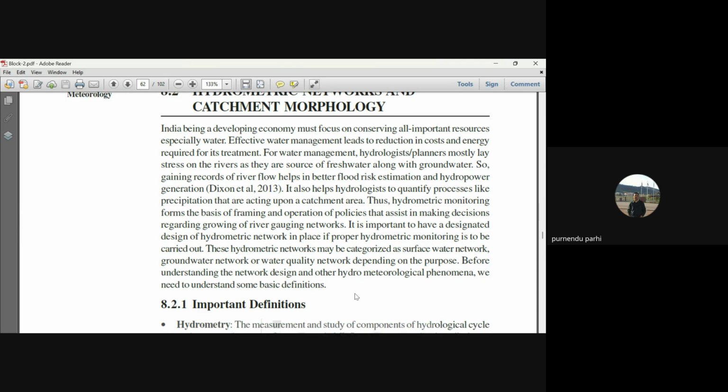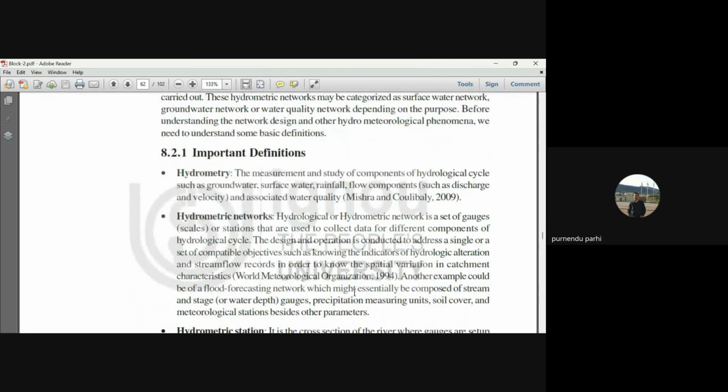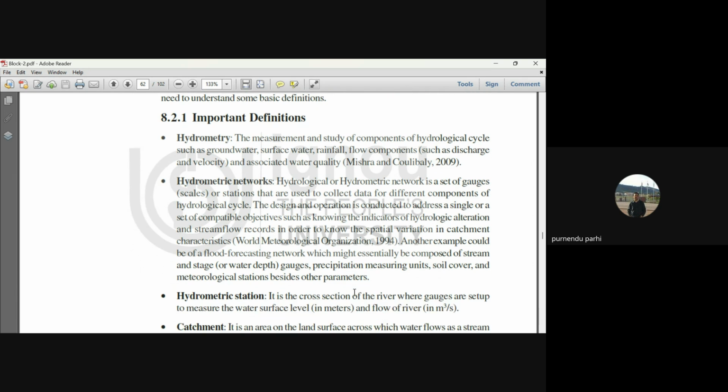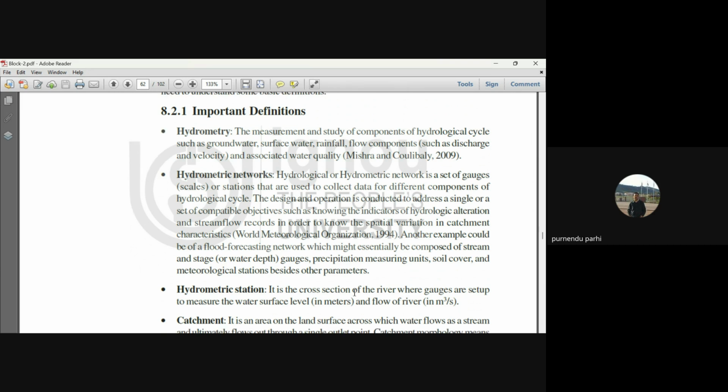Important definitions: hydrometry is the measurement and study of components of the hydrological cycle such as groundwater, surface water, rainfall, flow components such as discharge and velocity, and associated water quality. Hydrometric network: a hydrological or hydrometric network is a set of gauges, scales, or stations that are used to collect data for different components of the hydrological cycle.